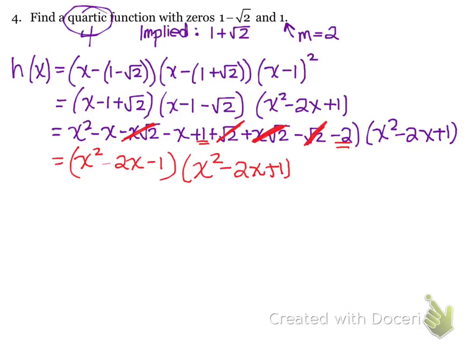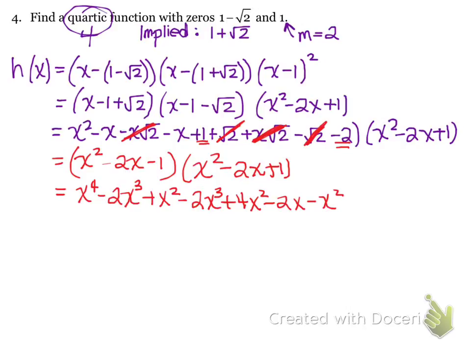So we're going to distribute again. I usually start with the first term and multiply it. First term on the left, multiply it by all 3 terms on the right, then move to the middle term on the left, times all 3 terms on the right, and then your last term on the left times all 3 terms on the right. So that gives me x to the 4th minus 2x cubed plus x squared minus 2x cubed plus 4x squared minus 2x.